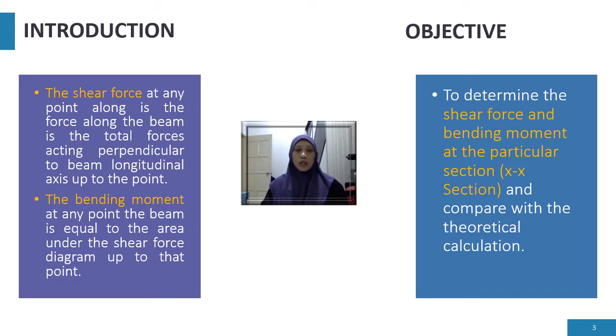Next, I would like to explain the introduction of shear force and bending moment. The shear force at any point along the beam is the total force acting perpendicular to the longitudinal axis up to that point. The bending moment at any point on the beam is equal to the area under the shear force diagram up to that point. The objective of this experiment is to determine the shear force and bending moment at a particular section, especially focusing on the x-axis section, and compare with the theoretical calculation.